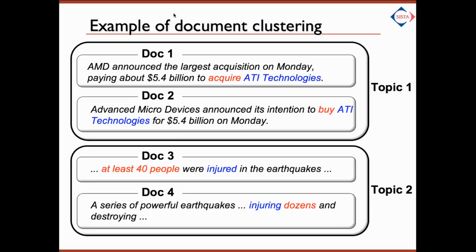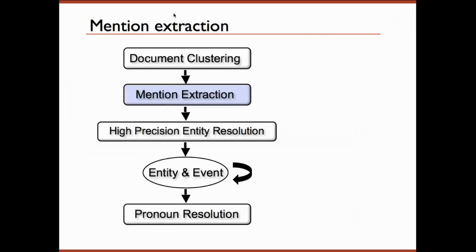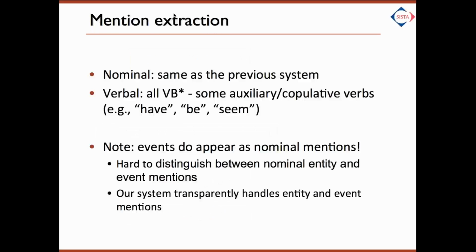Mention extraction is basically an extension of the previous system. For nominal and pronominal mentions, we use exactly the same rules as before. And we added an extra piece of code to extract verbal mentions. Verbal mentions are basically all the words whose part-of-speech tag starts with VB, minus some auxiliary and copulative verbs like have, be, seen, and a few others.